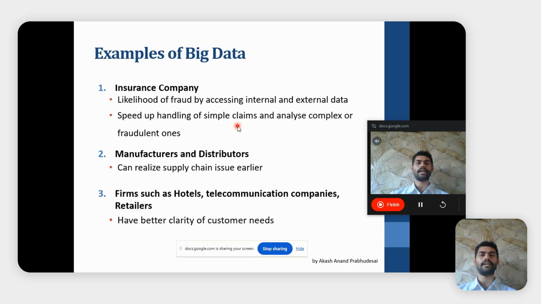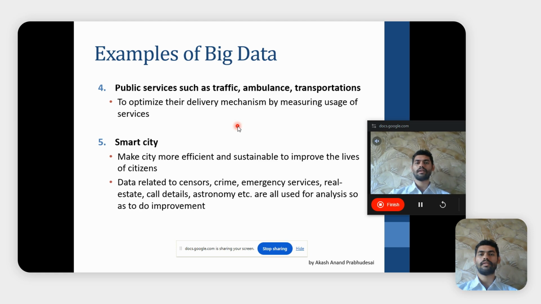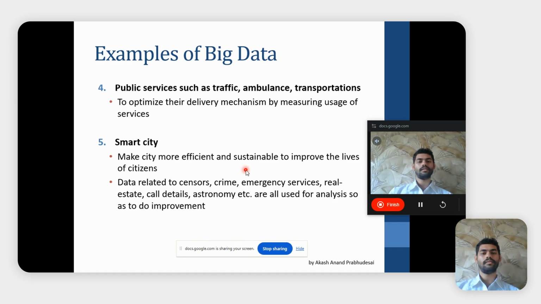So this is how the data is getting gathered. In different firms like hotels, we need to gather big data for tracking our customer insights. So this is how it works. Even in public systems, like traffic, ambulance, and transportation like railways and buses, and everywhere in smart cities also, we need to have real-time data analysis.